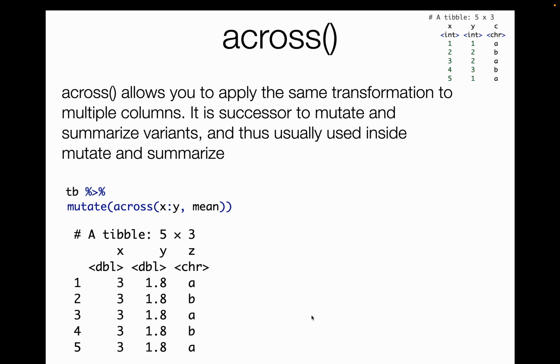Now, it's probably not exactly what I want if I were summarizing, because it then just repeats that number, the mean of x and the mean of y, down all 5 rows. So that's probably not very helpful, but hopefully it does show you what it would do. That's sort of putting together mutate and summarize all in one.